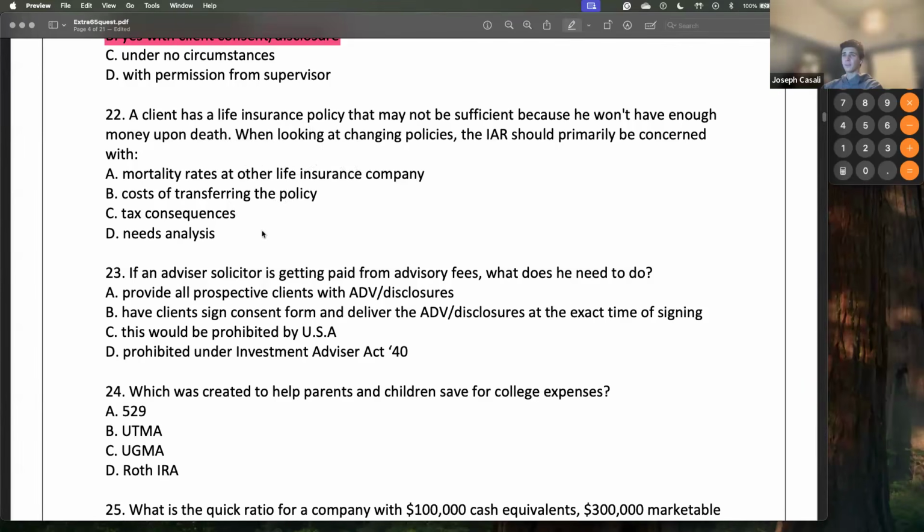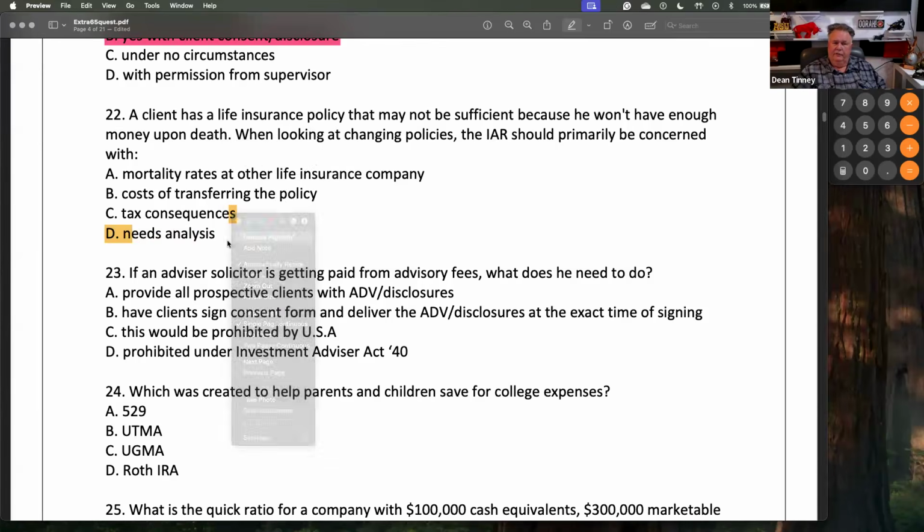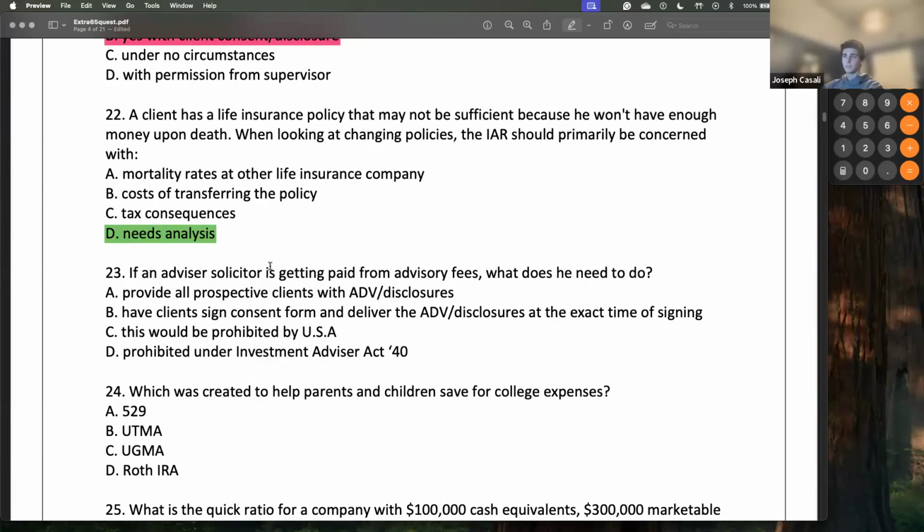Is it the needs analysis? Right on. That's very much a test question. Very much a test question. Now, usually on your exam, this will show up as not that he already has it, that we're reviewing it, but whenever they're talking about insurance, the thing it starts with is a capital needs analysis. How much insurance are you going to need, right?